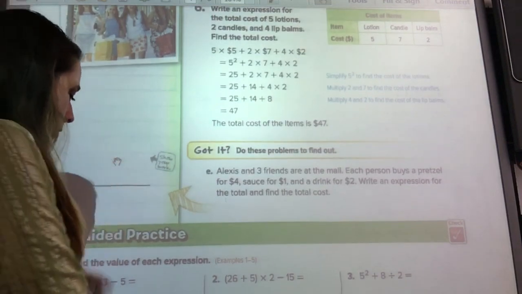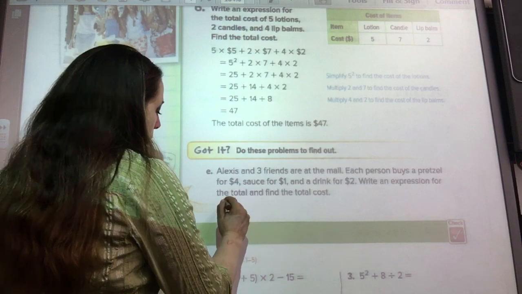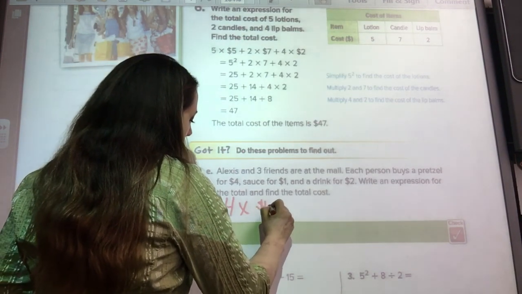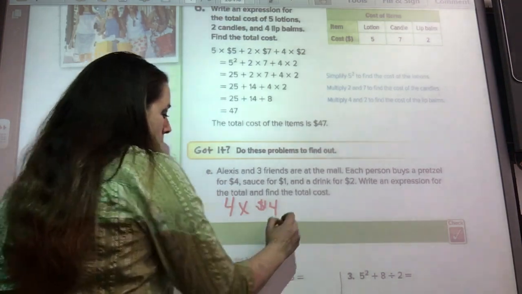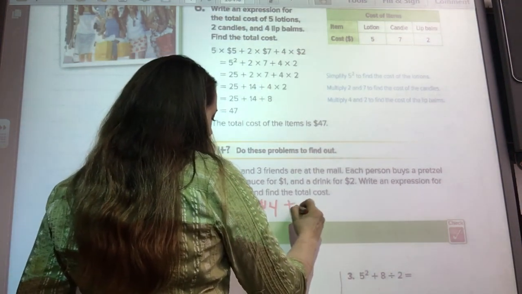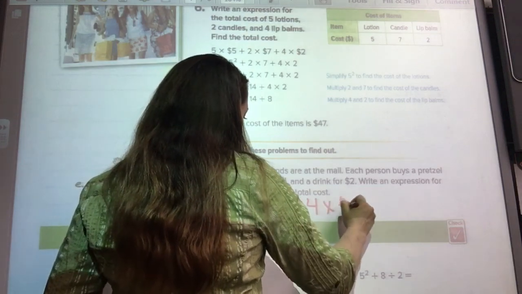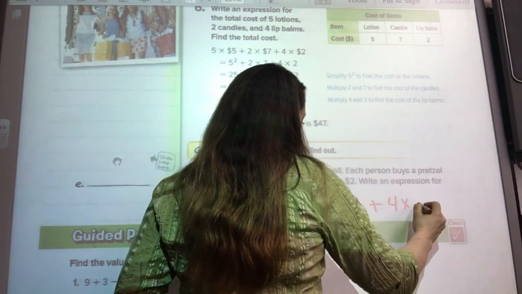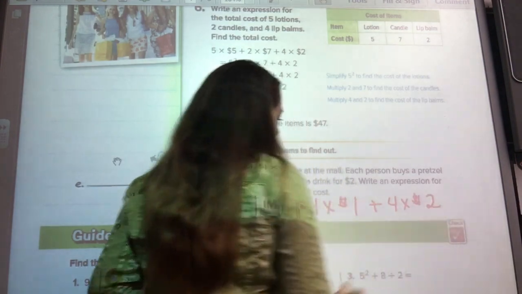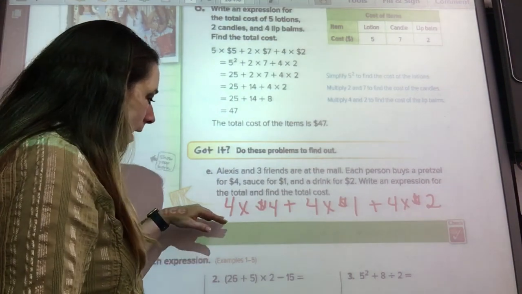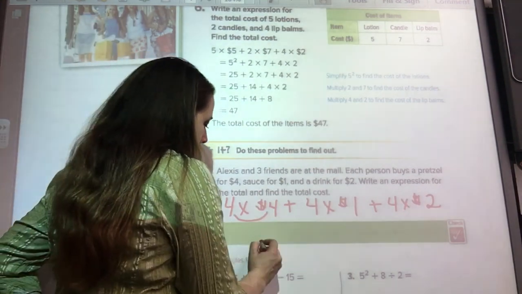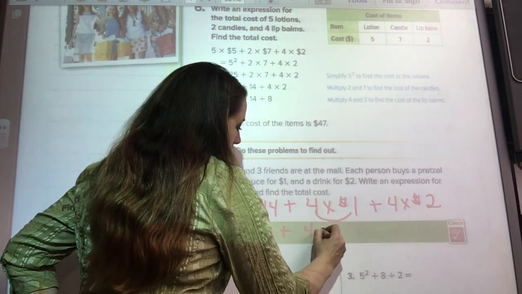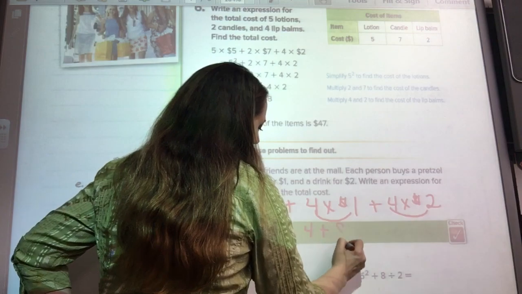All right, Alexis and her 3 friends are at the mall. Each person buys a pretzel for $4. So there's 4 friends times $4, plus 4 friends times $1 for the sauce, and plus 4 times $2 because they wanted to drink. So we're going to do all the multiplying first. 4 times 4 is 16, plus 4 times 1 is 4, plus 4 times 2 is 8.